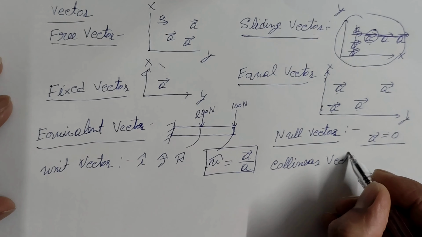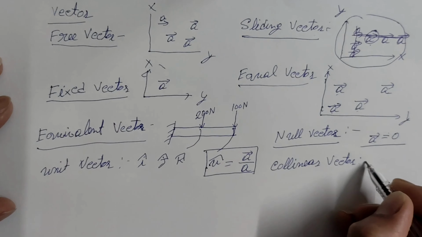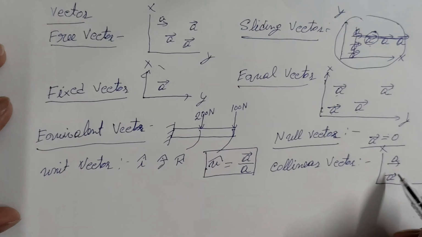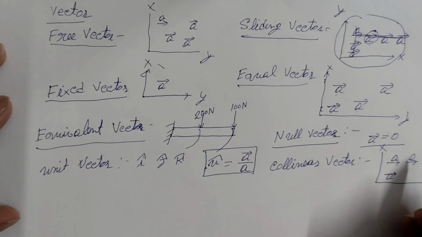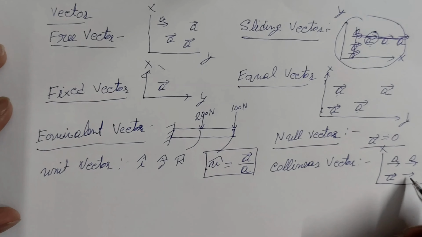Okay. Next, the collinear vector. What is a collinear vector? Same as before, we have one xy plane. If this is a vector and this is a vector, these two vectors are parallel to each other, or the line of action is the same, then this is called a collinear vector.